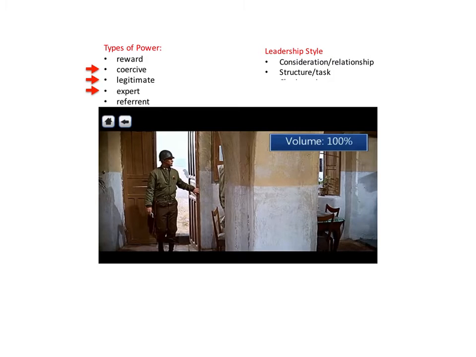And what type of leadership style is called for in this situation? Typically, we call for a high-structured, task-oriented approach. There's no time for building relationships. People need to be told what to do and to follow orders.